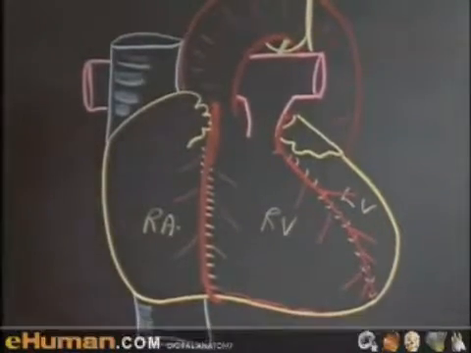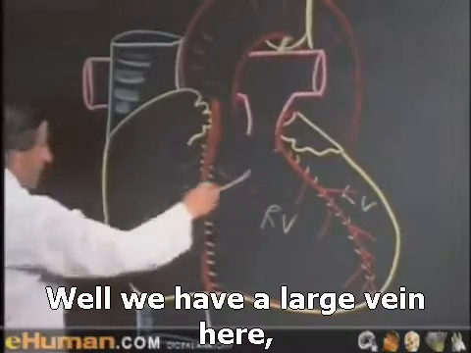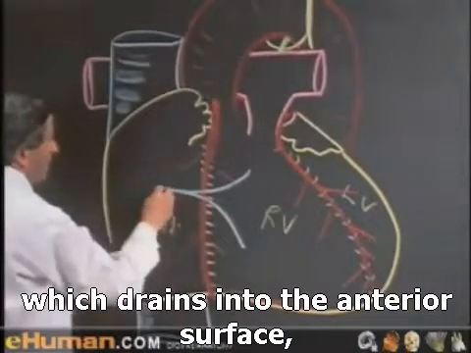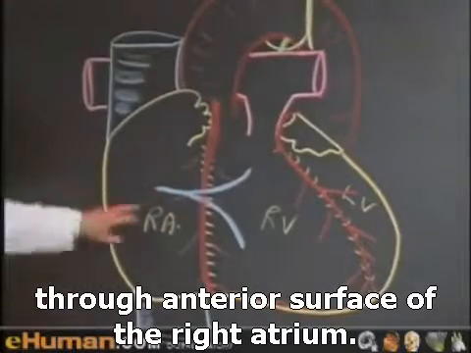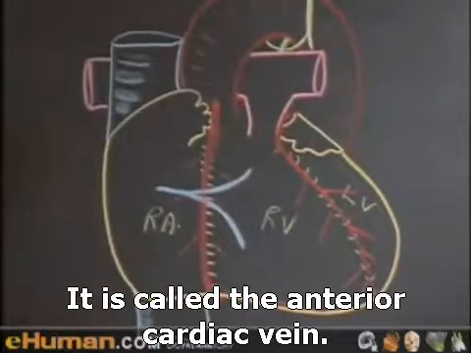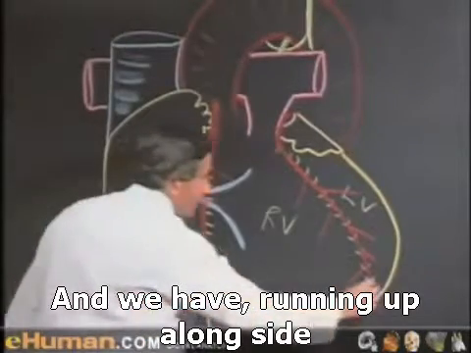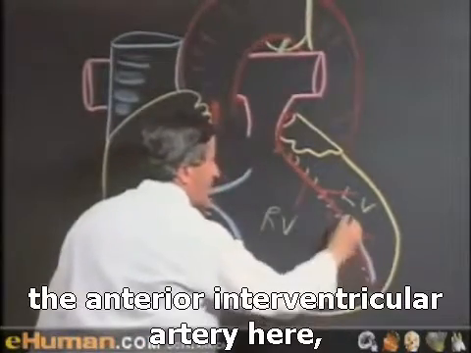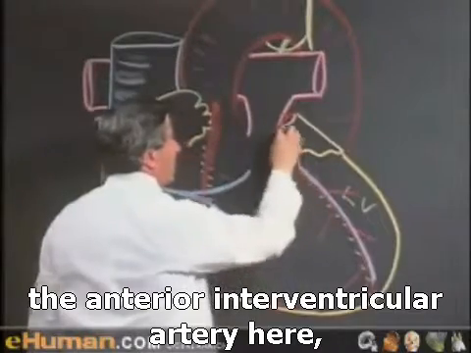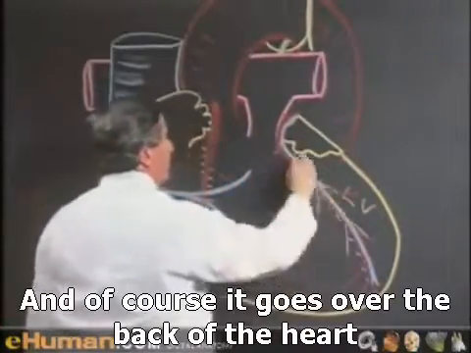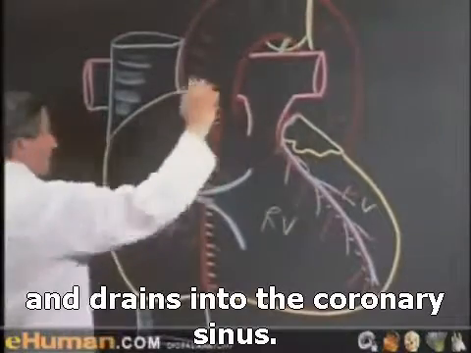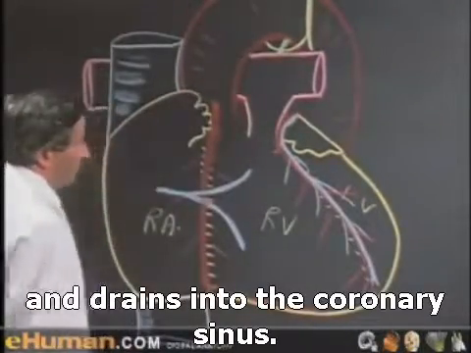Now, where are the veins? Well, we have a large vein here which drains through the anterior surface of the right atrium. It's called the anterior cardiac vein. And we have running up alongside the anterior interventricular artery the great cardiac vein. And of course, it goes over the back of the heart and drains into the coronary sinus.